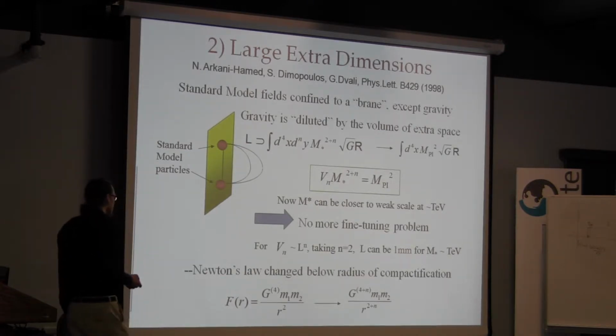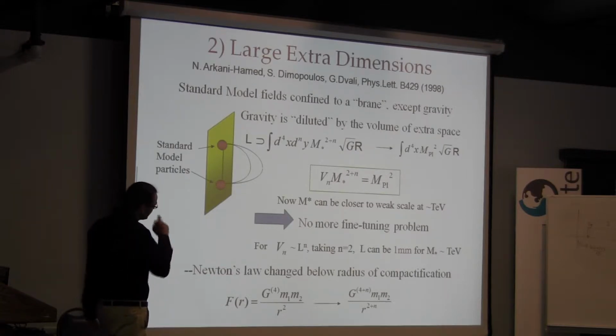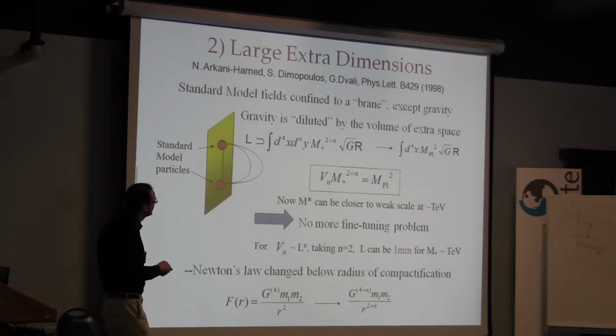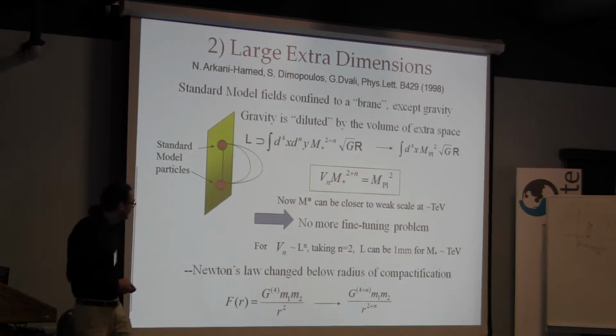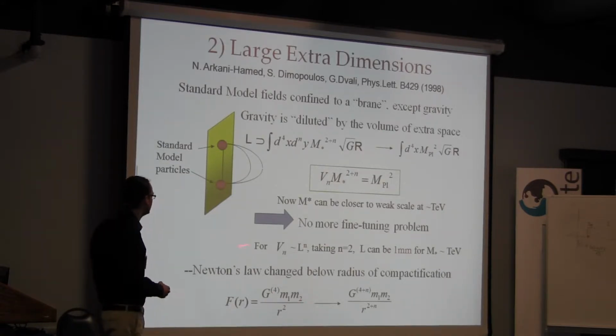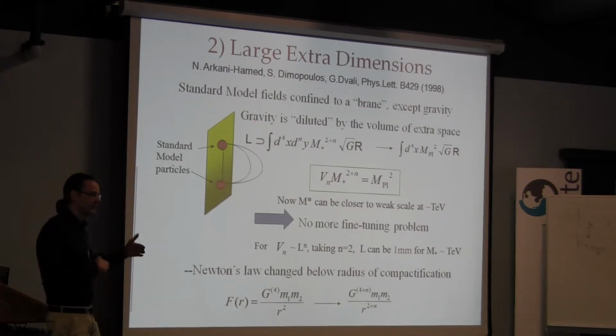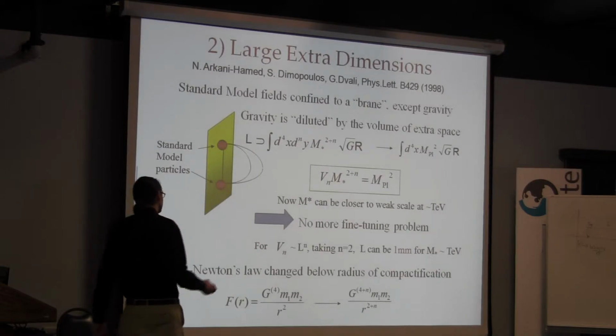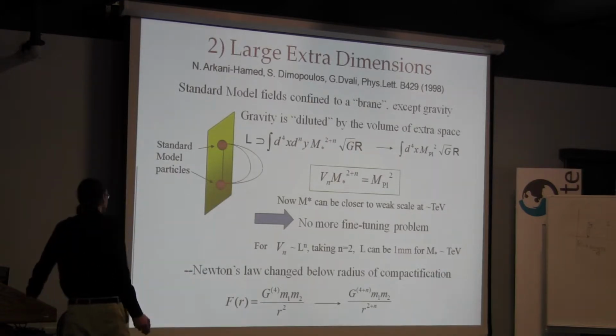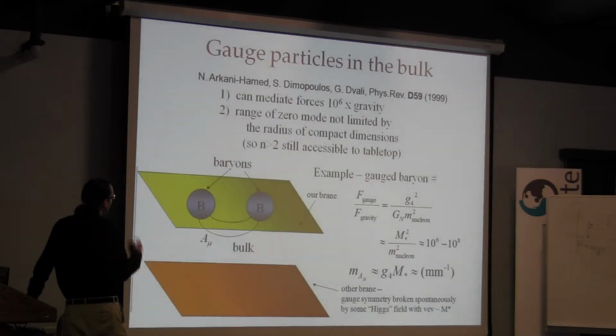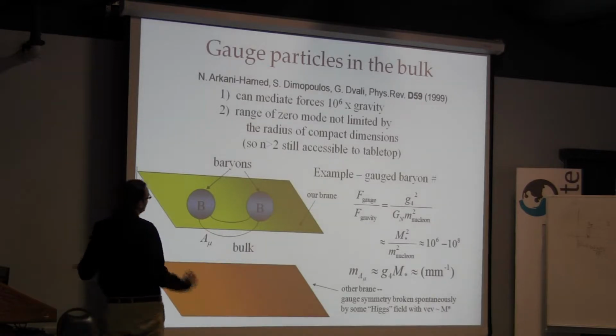Okay, so the consequence of this is that if I bring two masses closer together than the size scale of these extra dimensions, then the Newtonian force, which scales like 1 over the distance squared between the masses, now changes to 1 over the distance to the power 2 plus n. So what you expect to see is that below that distance, the force law requires some new power dependence.